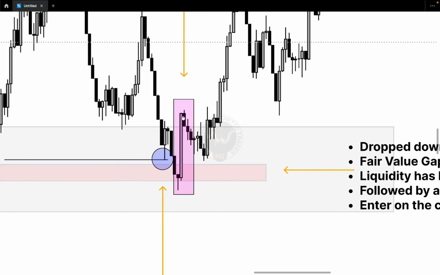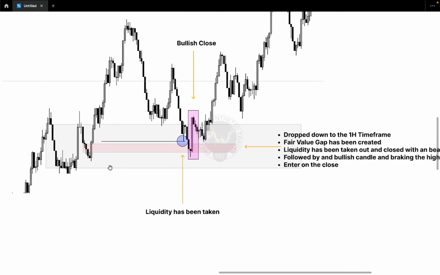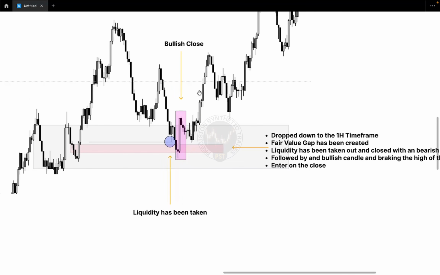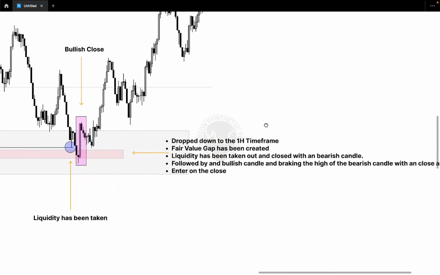Sometimes the price won't retrace into your 50%. So that's why I'm saying as soon as this candle engulfs the one that broke the liquidity, you can enter right there, and you're going to put your stop loss below this low where the fair value gap has been created. So as you can see, liquidity has been taken, bullish close, and then you enter. So yeah, I just summarized it.